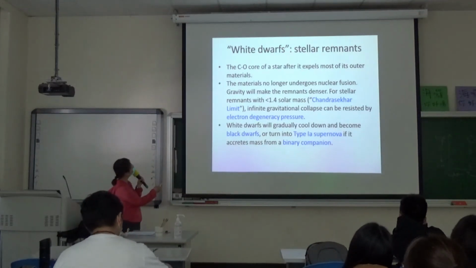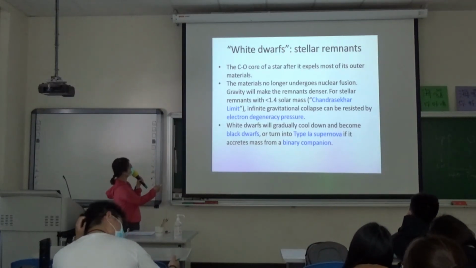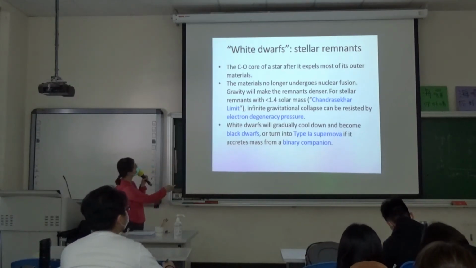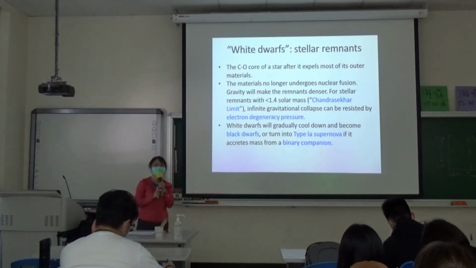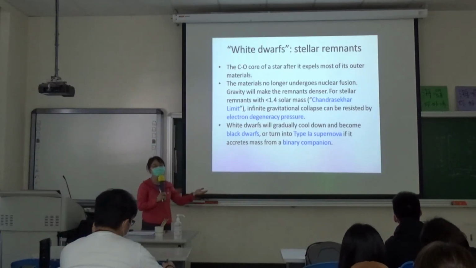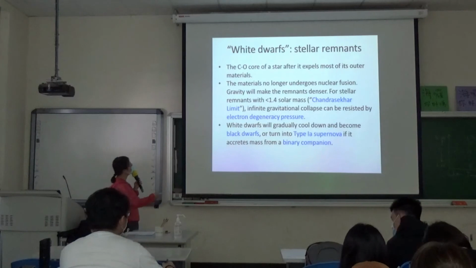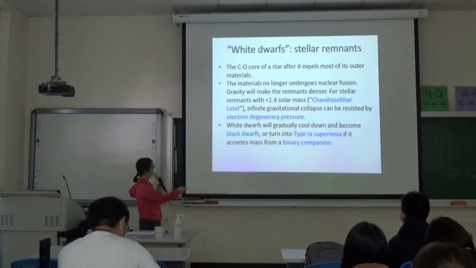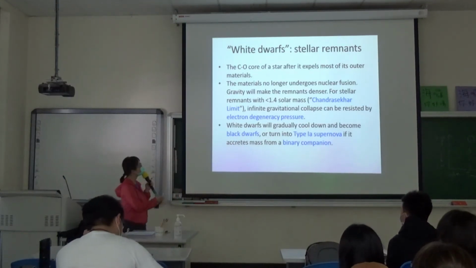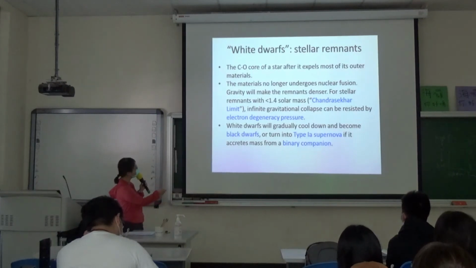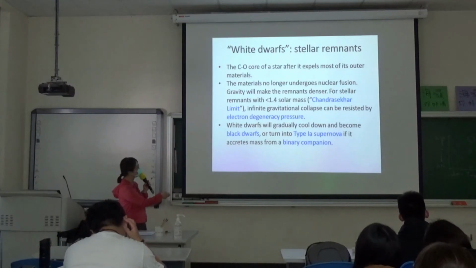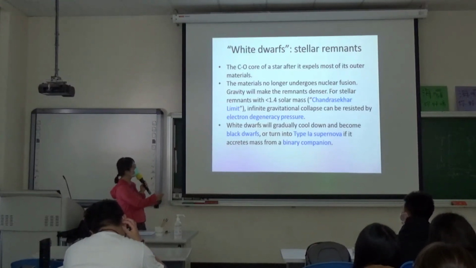Okay. Then it's the CO, carbon oxygen core of a star. After it throws away most of its outer material. So the star is now naked, 就是没穿衣服了. Okay. And the material no longer undergoes nuclear fusion, and gravity will make the remnants denser. Remnant 就是残余的东西 denser. So for stellar remnants with less than 1.4 solar mass, which is so-called Chandrasekhar limits.